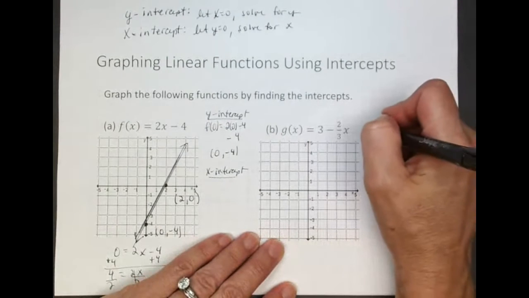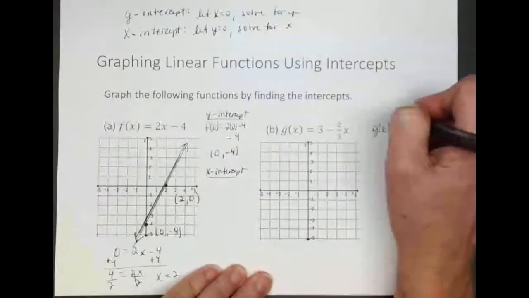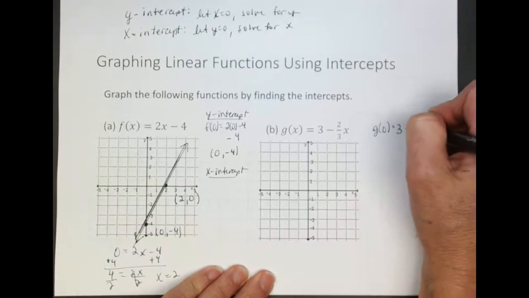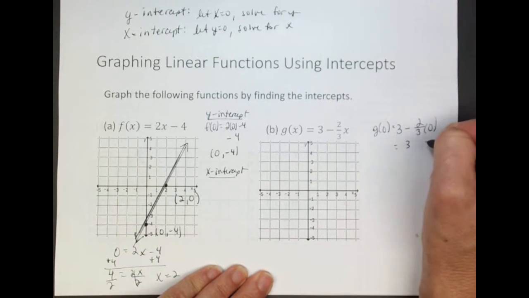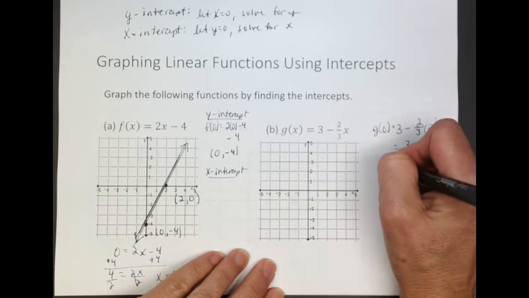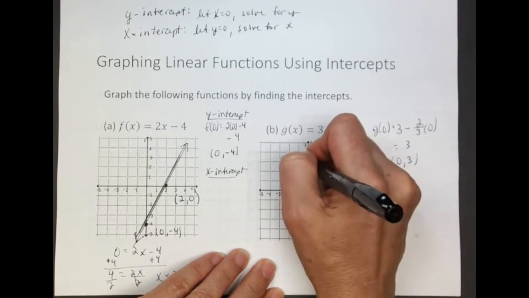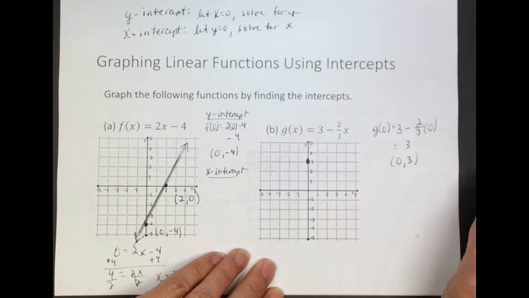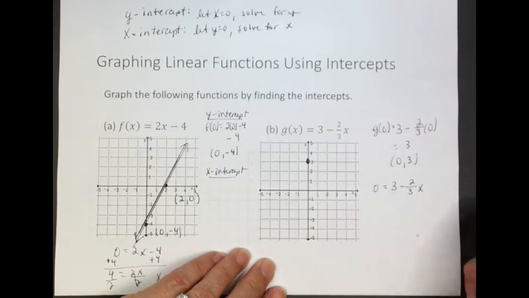Our y-intercept, of course, for this part B is going to be g of 0. So what is g of 0? It's going to be 3 minus 2 thirds times 0, or simply 3. The coordinates, then, of that y-intercept are going to be 0, 3. That point will be right there. Okay, and then to find the x-intercept, let y equal 0. So 0 equals 3 minus 2 thirds x, solve for x.